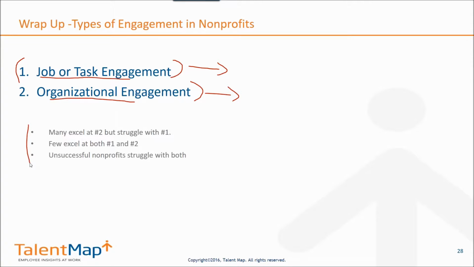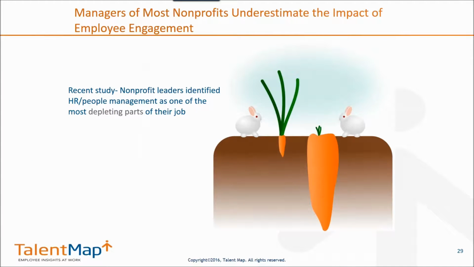So what we often find is some nonprofits can excel at both, but very few excel at both job and task. And it's important to excel at both. However, it's good to know where you stack up and what's most important to your employees, based on the type of industry you're in, as well as the type of organization you are.